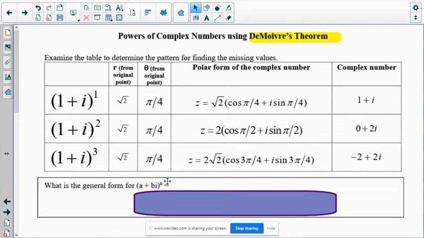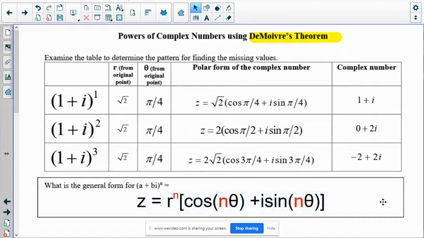Okay, so when you raise it to a power, this is the general rule. You find the radius and then you raise it to that number. So if it's cubed, you raise it to the third power and so forth. And then you take that angle and you multiply by whatever n is. So let me walk you through an example.